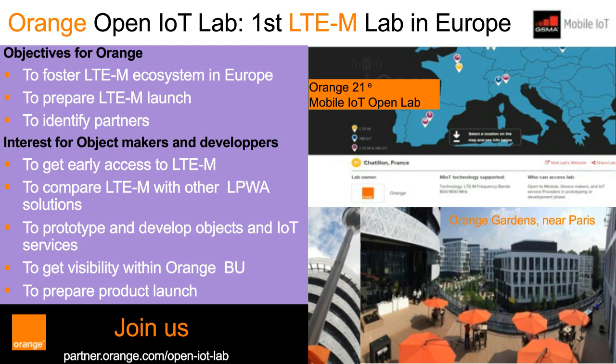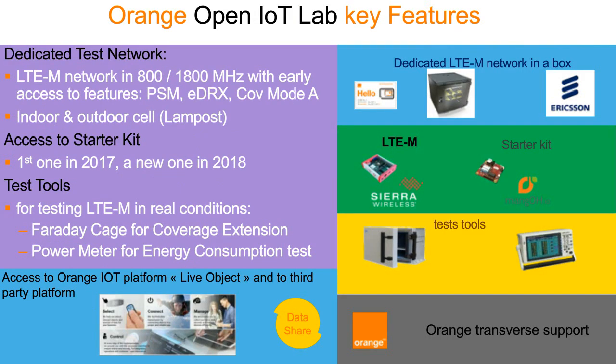What can you find in the Orange Open IoT Lab? Well, basically we have a dedicated LTE-M network, deployed by our infrastructure partner, Ericsson. We have LTE-M deployed in 2 bands, 800 MHz and 1800 MHz, which we think are the 2 bands for European deployments. You will also have early access to features that will be implemented in live networks in the next few months, or for some maybe early 2019. So you will have power saving mode, extended DRX, and coverage extension mode A, and we'll be able to test mode B later.